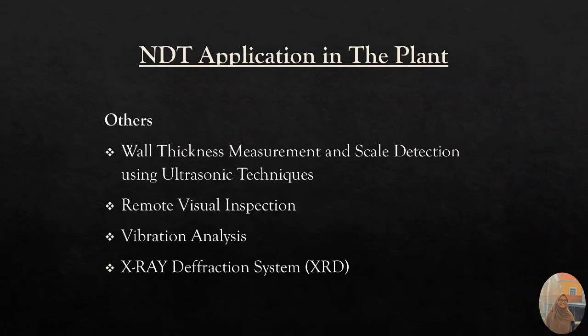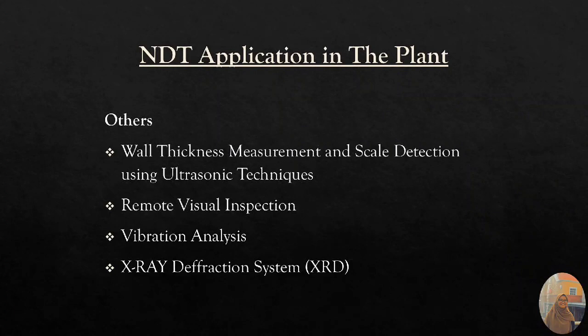Okay, the next suggested NDT in this plant is wall thickness measurement and scale detection using ultrasonic techniques. Periodically, boiler units are shut down for capital overhauling, the vital time for NDT operations. Operations for wall thickness measurement and scale detection are conducted on various boiler accessories like the superheater, economizer, deaerator, and other boiler accessories which remain in contact with steam.